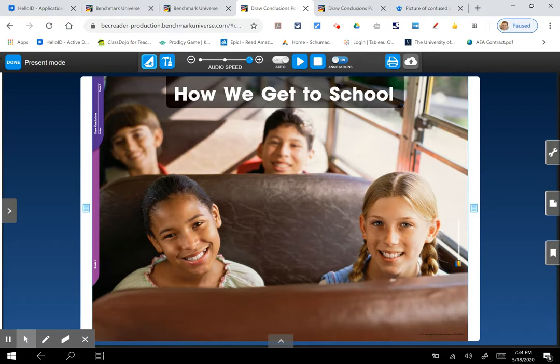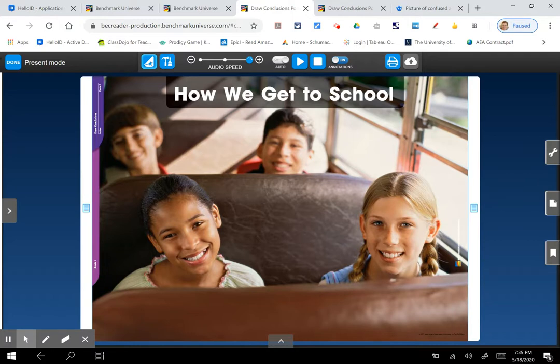The title, How We Get to School, is a clue that this poster is showing a way that the kids get to school. I know that some kids take a school bus to school. I see the school bus, and using the title and what I know about getting to school, I can infer or figure out that the kids in this poster ride on a school bus to get to school.